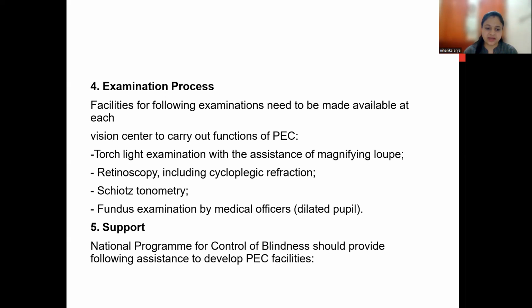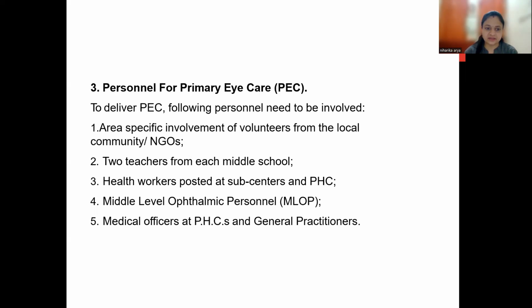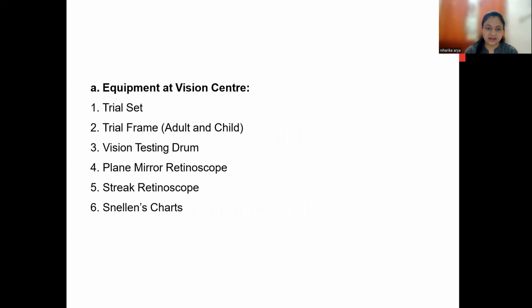So support. The National Program for the Control of Blindness should provide the following assistance to develop VC facilities, like equipment at the vision center. This equipment is very necessary for performing the eye care examination. So what equipment is needed? That is the trial set, trial frame, vision testing drum, plane mirror retinoscope, streak retinoscope, and the Snellen chart.